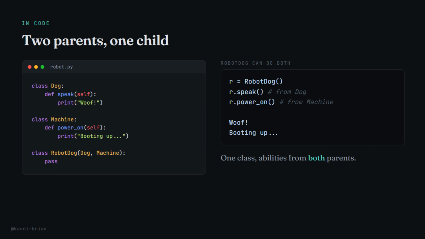Now you can see it in the code. Dog knows how to speak. Machine knows how to power on. RobotDog inherits from both and does not even need a body of its own, so we just write pass. Create a RobotDog and it can do both. It can speak, inherited from Dog, and it can power on, inherited from Machine. One class, abilities drawn from two different parents.